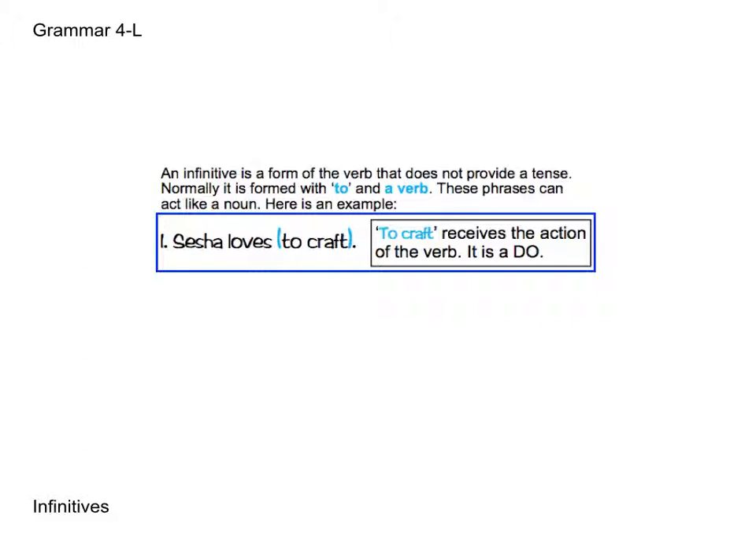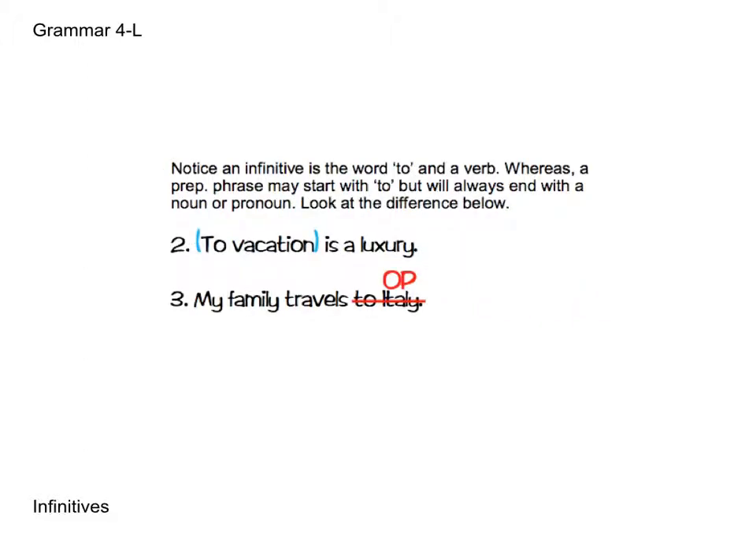One of the tricky parts about infinitives is that it can get confused with a prepositional phrase because we're using the word to. So it's important for you to remember the difference between a prepositional phrase and an infinitive. An infinitive is a verb that does not agree with the subject. However, a prepositional phrase is a phrase that ends with a noun or a pronoun. So here we have two examples. To vacation is a luxury. In this sentence, vacation is not your main verb, it's not your helping verb. It is simply a verb that has not been conjugated, but is acting like the subject, or acting like a noun as the subject.